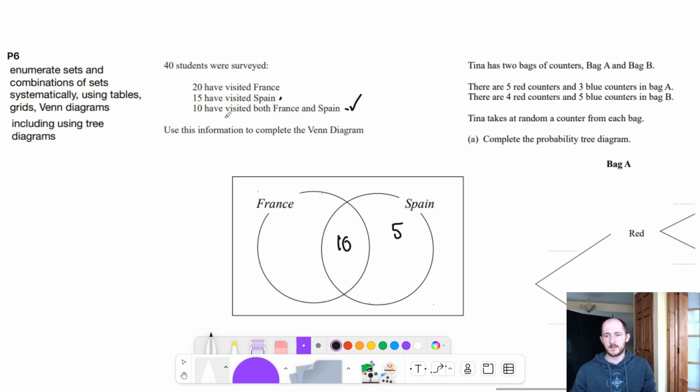Same thing with France. Everything in this big circle here should add up to 20. Okay, I'm done. Nope. 40 people were surveyed. 10 plus 10 plus 5 gives me 25, which is not 40. That means everyone else didn't visit France or Spain. So there's going to be another 15 people, because 15 plus 5 is 20, plus 10 is 30, plus 10 is 40. Every number inside your Venn diagram should add up to the total number of people. So in this case, all of my numbers should add up to 40.